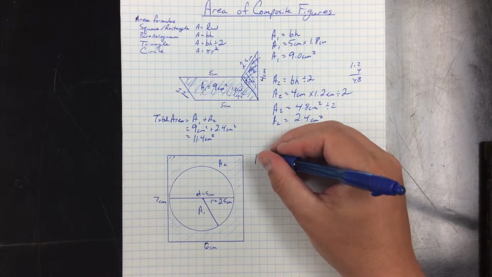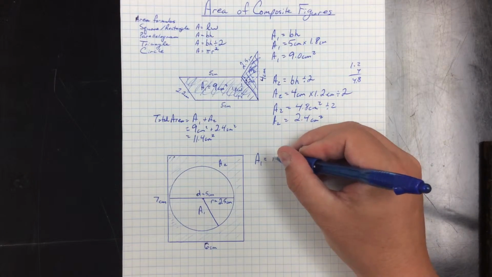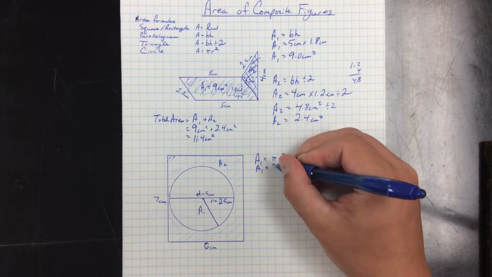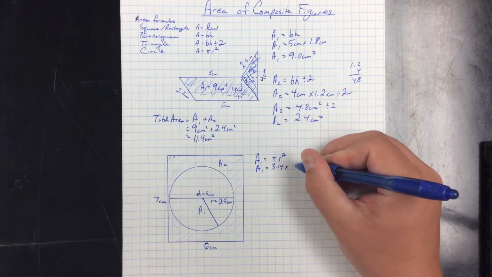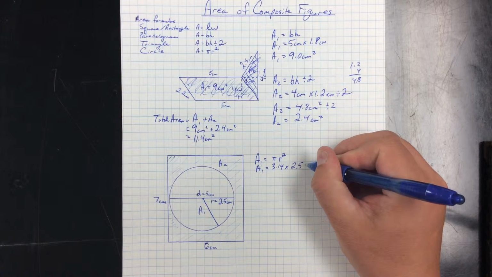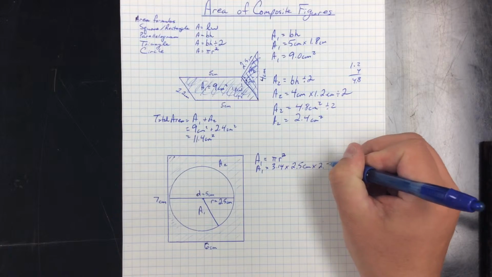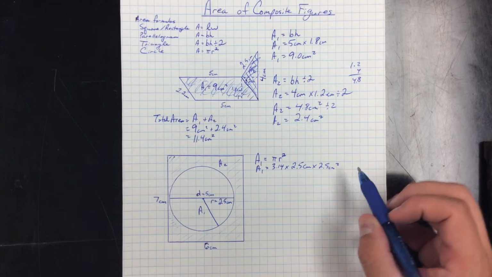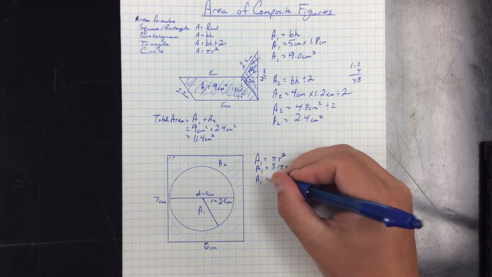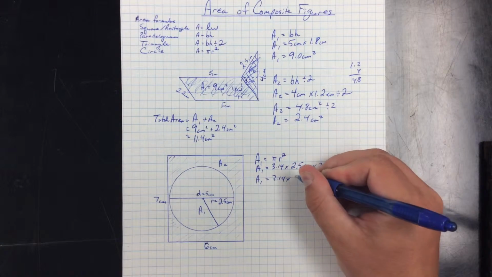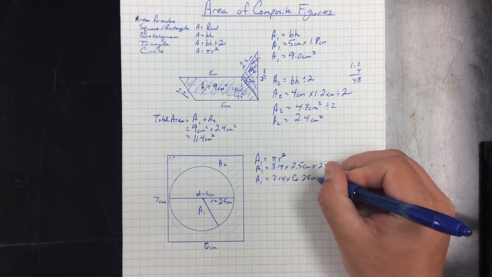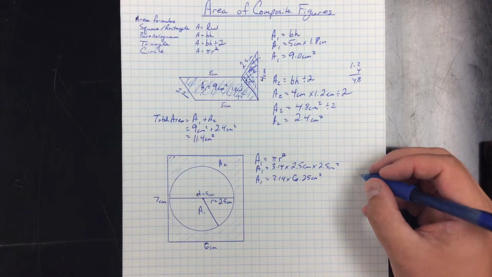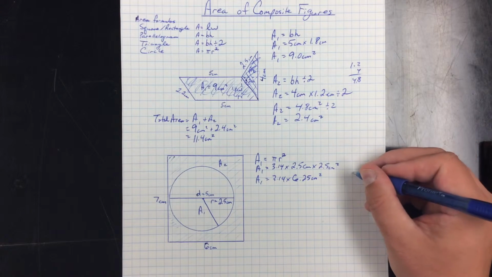So for area 1, it's a circle, so it's pi times radius times radius. So pi is 3.14. I just said my radius is 2.5 centimeters times 2.5 centimeters. Pretty sure 25 times 25 is 625, so it's going to be 3.14 times 6.25 centimeters squared. 6.25 times 3.14, I have to do that off to the side.